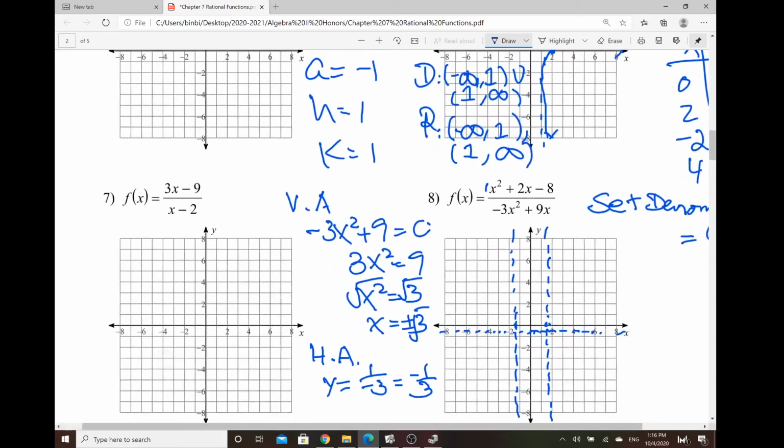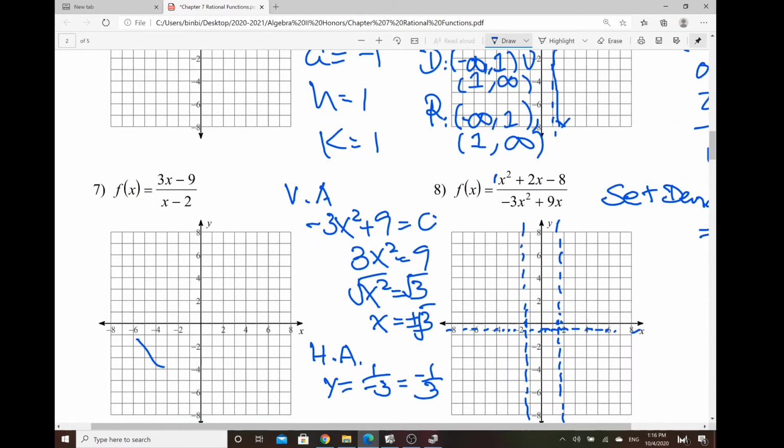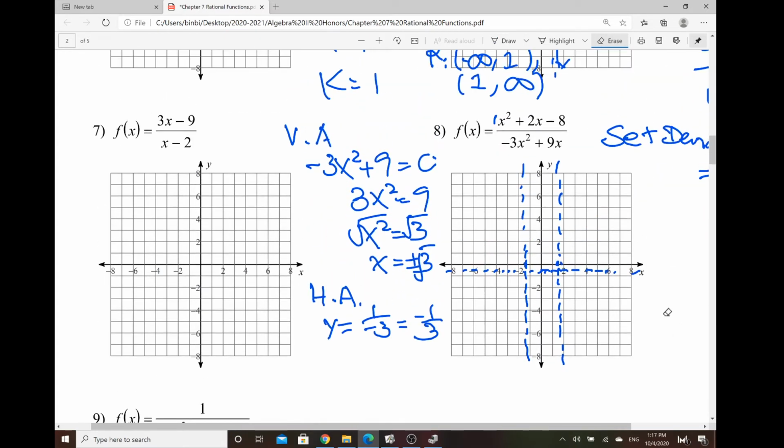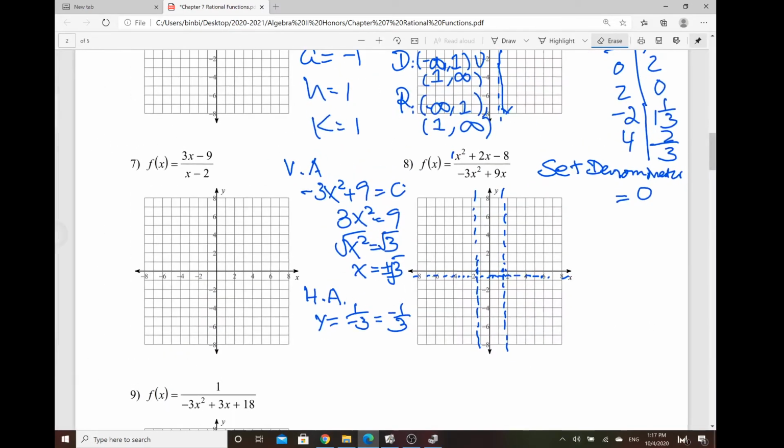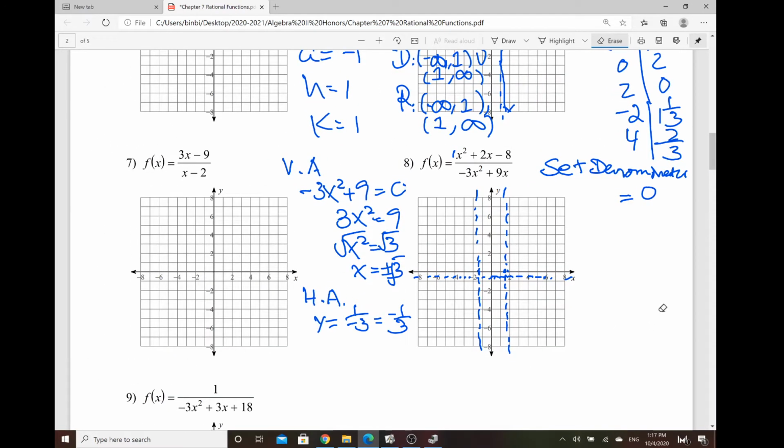Okay, so let me just enlarge this. Okay, so now, once we find VA and HA, let's see what else we can find out: the x and y intercepts. For those of you wondering how we find the x and y intercepts for the complicated rational function, again, it's the same process.